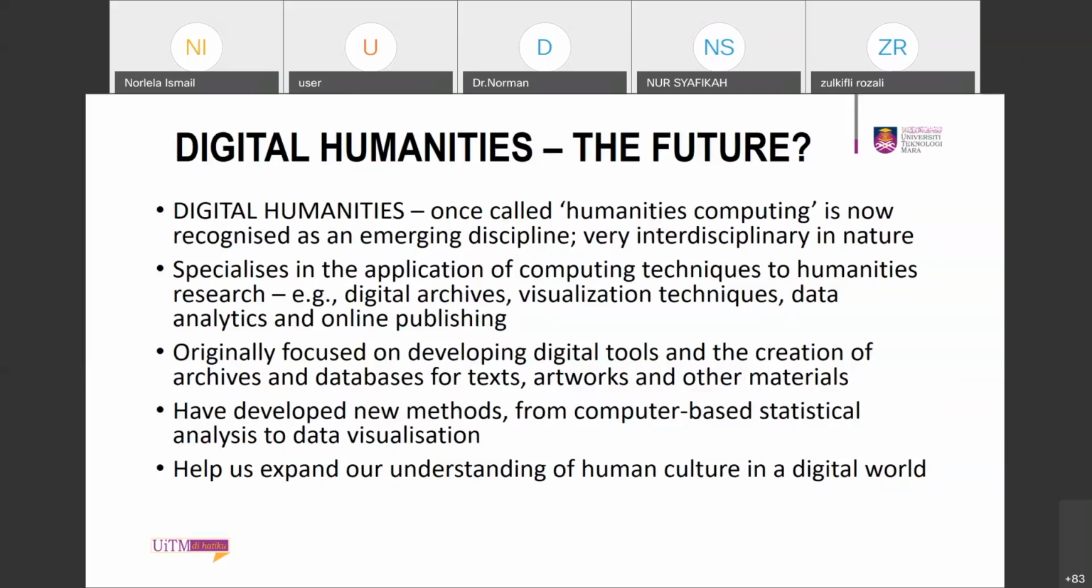So it has been very much criticized as well, attacked on the grounds that it eschews or disregards the essence of the humanities in many ways, because perhaps at times these digital humanities tend to gear towards, or are preoccupied with, the digital as a technology, as a form of technology. So in a way, it helps us expand our understanding of human culture in this digital world today.